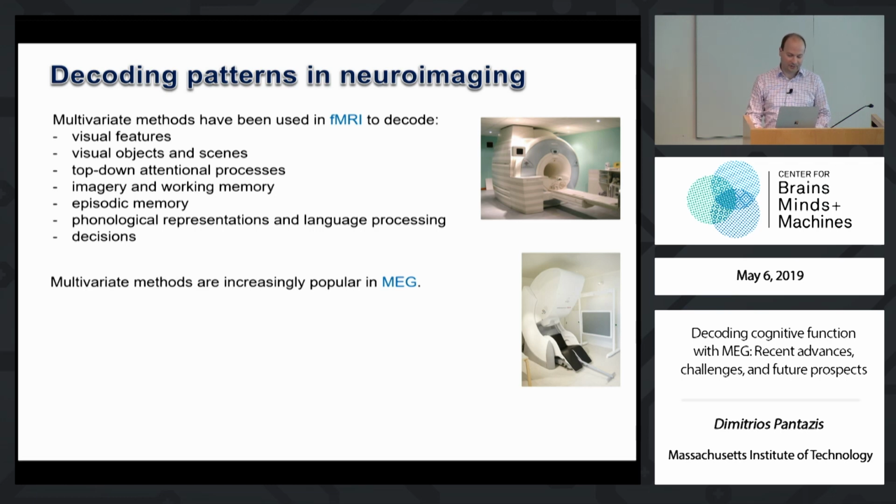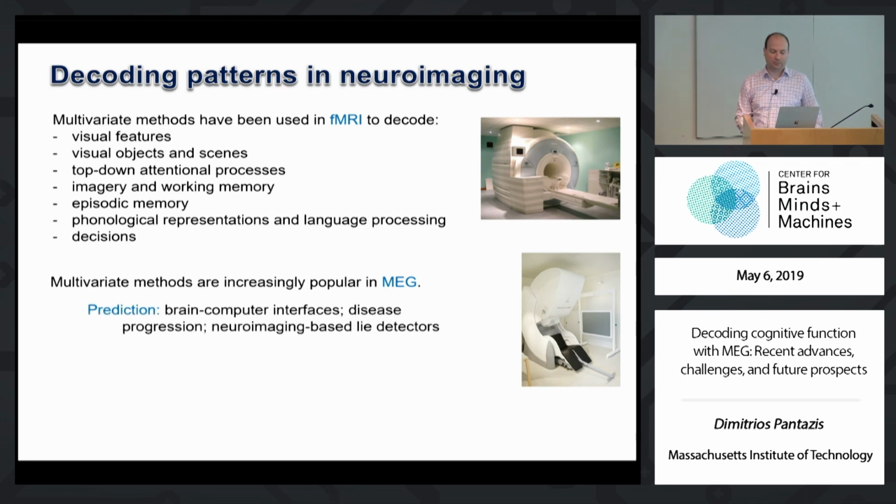Certainly here at MIT, they are becoming more and more popular, and I believe they will be more popular in the future. Decoding methods have been used for a long time for some very typical applications, such as brain-computer interfaces, measuring disease progression, such as Alzheimer's disease, for example, or developing neuroimaging-based lie detectors. However, all these applications give emphasis to prediction. We want high classification accuracy, high decoding accuracy.